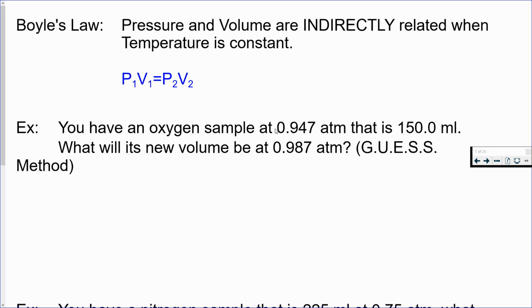So if we do a sample problem, GUESS is one of the methods for you guys to write out all of your work. G standing for given, U for your unknown, E for the equation, and then S for substitute, and the final S for solve. The most important part of these questions is making sure that you label the numbers to their correct variables. If you make a pair incorrectly, it can throw your answers off.